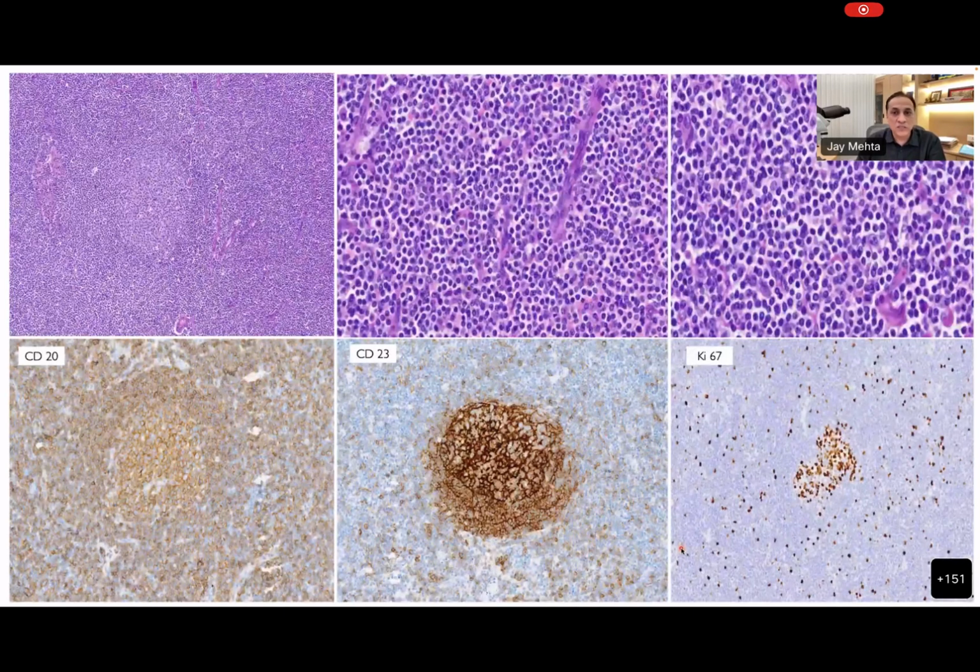Now, this is how the high power is looking. CD20 is marking the remnant germinal center. Big expression in the marginal zone cells. CD23 is marking the FDC meshworks. And you can see that the Ki67 is also limited only to the germinal centers, very low proliferation outside of the germinal centers.